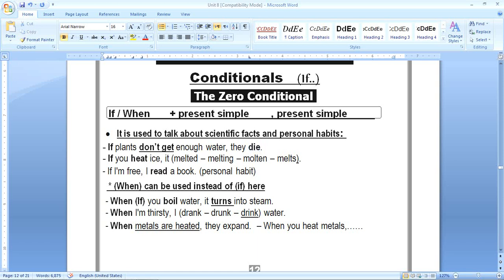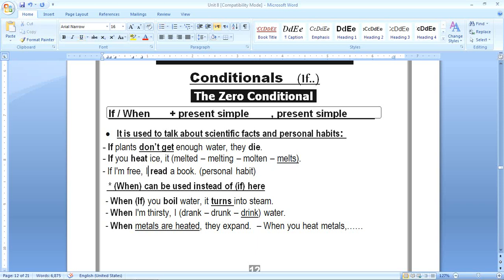Let's take another example. If you heat ice, you have to note heat here is a verb, not a noun. If you heat ice, it choose melted, melting, molten, or melts. I think the right answer will be melts, okay, because this is present simple tense and this is a scientific fact.